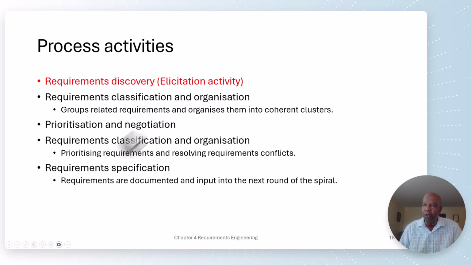We're classifying them, organizing them, prioritizing them, and in negotiation we're getting with the stakeholder and saying, we can't do that. Can we do this? And that is part of the negotiation process. Then requirements classification and organization, and then requirements specification. Requirements are documented and input to the next round of the spiral.